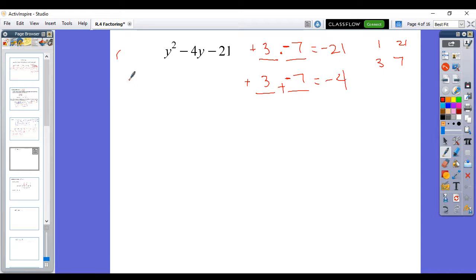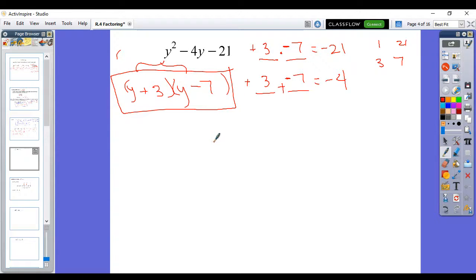There you go. So what times what gives me y squared? Y times y. What two numbers multiply to be negative 21 but add up to be negative 4? Positive 3, negative 7. Alright, and that's factoring right there.